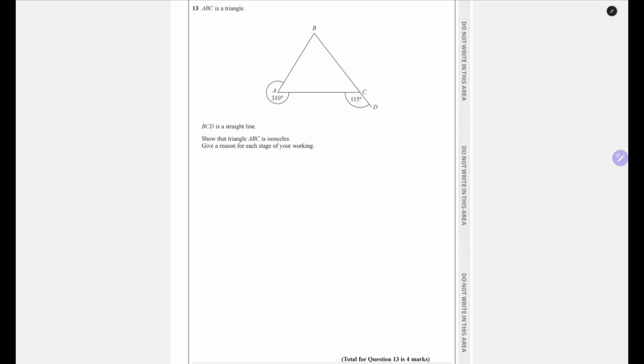BCD is a straight line. Show that the triangle ABC is isosceles. Give a reason for each stage of your working. So the first thing that we can do is we can work out the angle BAC, which is this. So BAC is going to be 360 because that's the angles around the point, minus angle A, which is 310, and that's 50 degrees. So this angle here is 50 degrees.